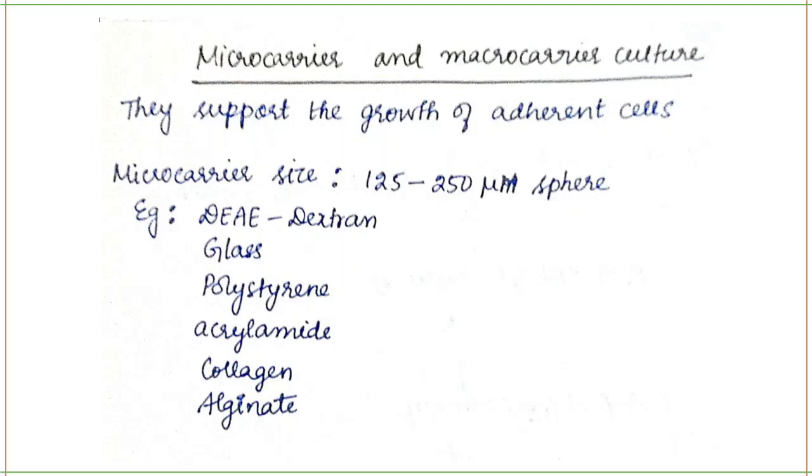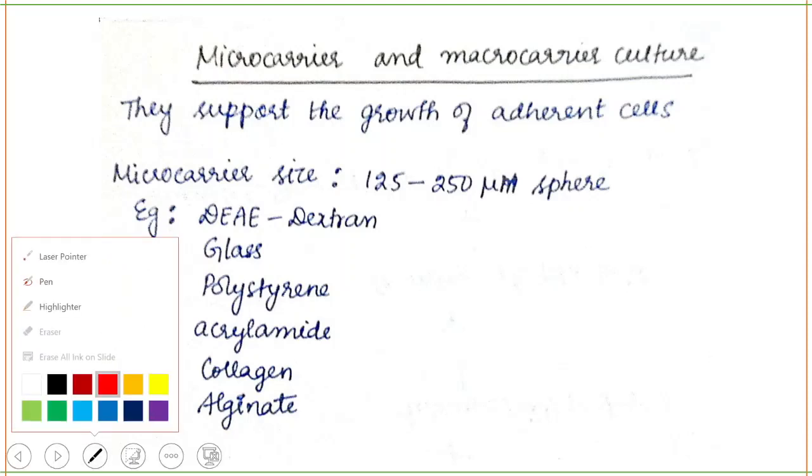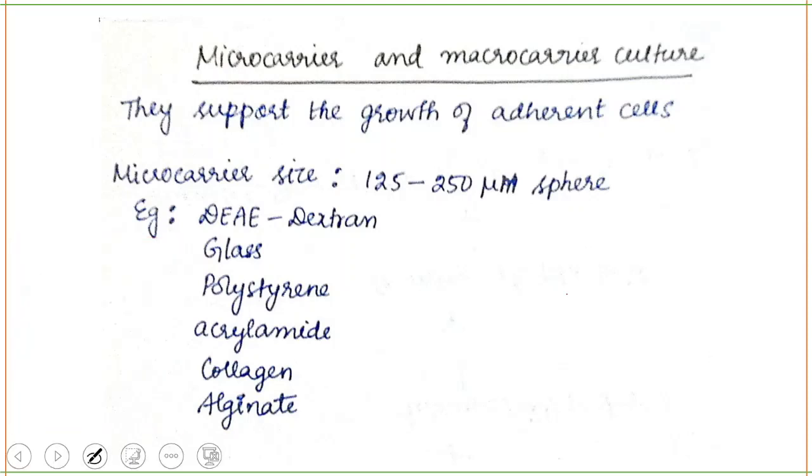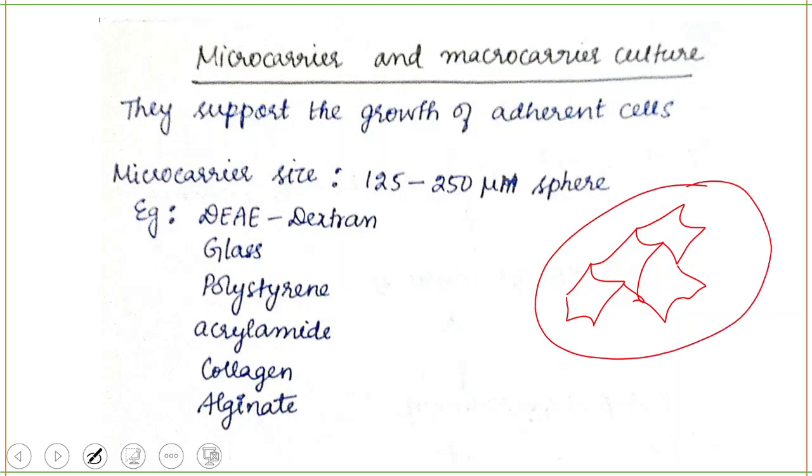Do you know what adherent cells are? They need a medium to stick and grow. Adherence means attachment. So the cells will grow like this, attached to a surface and attached to each other in a medium. So microcarrier and macrocarrier cultures are the support material for the growth of adherent cells.